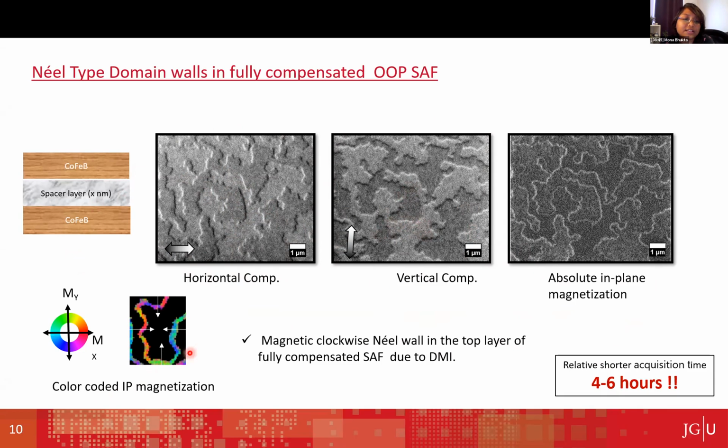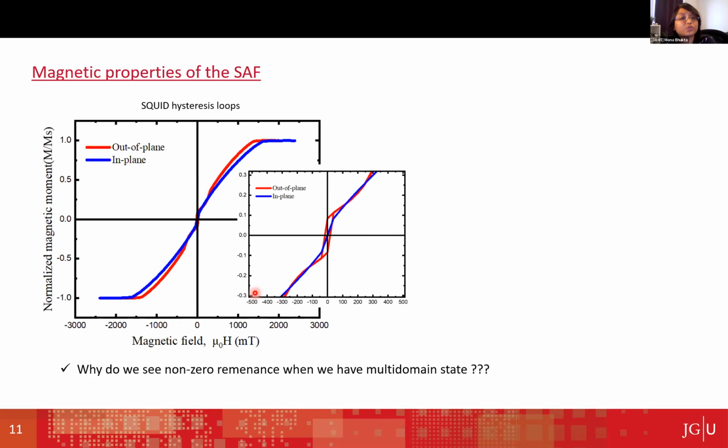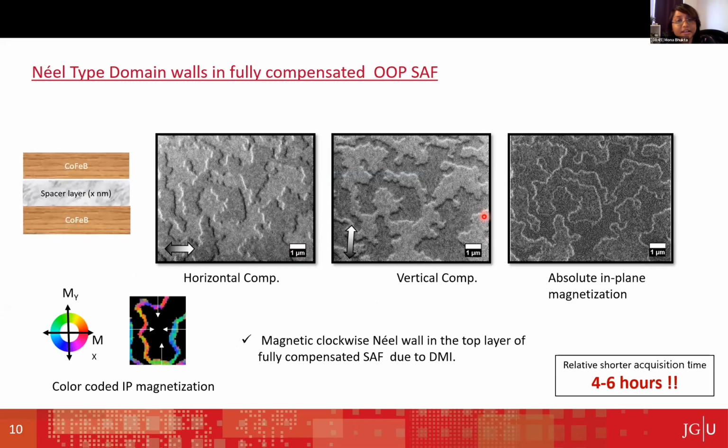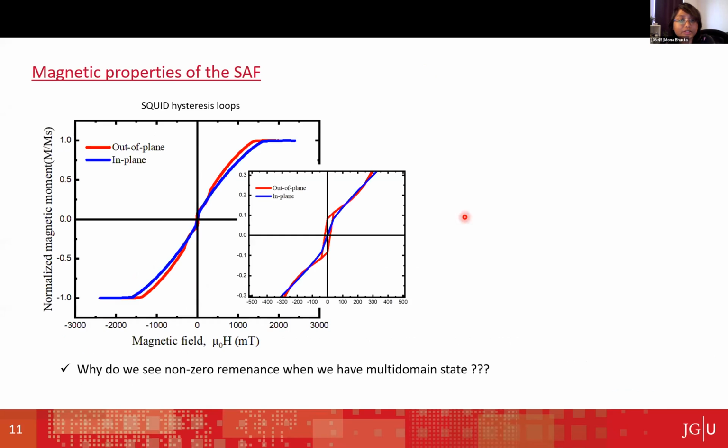In the same domain, you can see it here, which gives rise to a Néel wall in a fully compensated synthetic antiferromagnet. We also tried to look at the magnetic properties using SQUID, and here we see very interesting properties. As you can see in the previous pictures, we see a multi-domain state. So what we expect in the SQUID is that we should not see any remanence because it's a multi-domain state. But in the out-of-plane easy axis hysteresis loop, we see a remanence in the structures, which is very interesting.